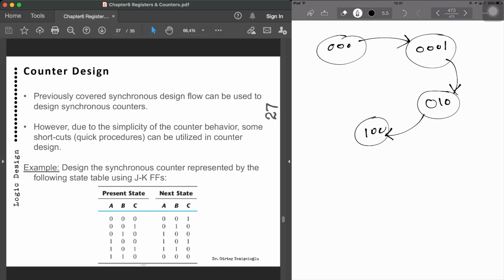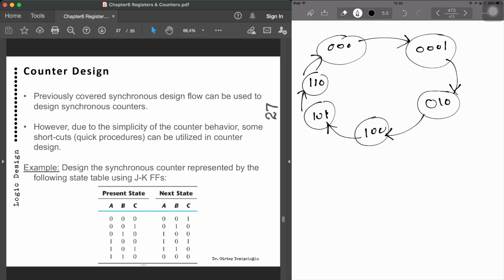If there are unused states, it's like a random counter. So 1, 0, 0 to 1, 0, 1. Then 1, 0, 1 to 1, 1, 0. And 1, 1, 0 goes back to 0, 0, 0. So these are the states that we need to implement using JK.